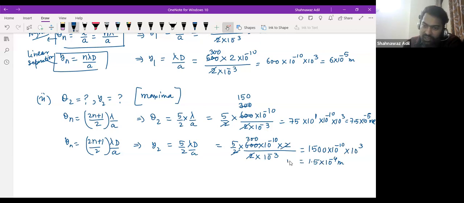So you guys can see that the position of secondary maxima is very far away, right? That is very far away. So this is minus 5 order, this is minus 4 order. So one order above, right? That is what we expected.